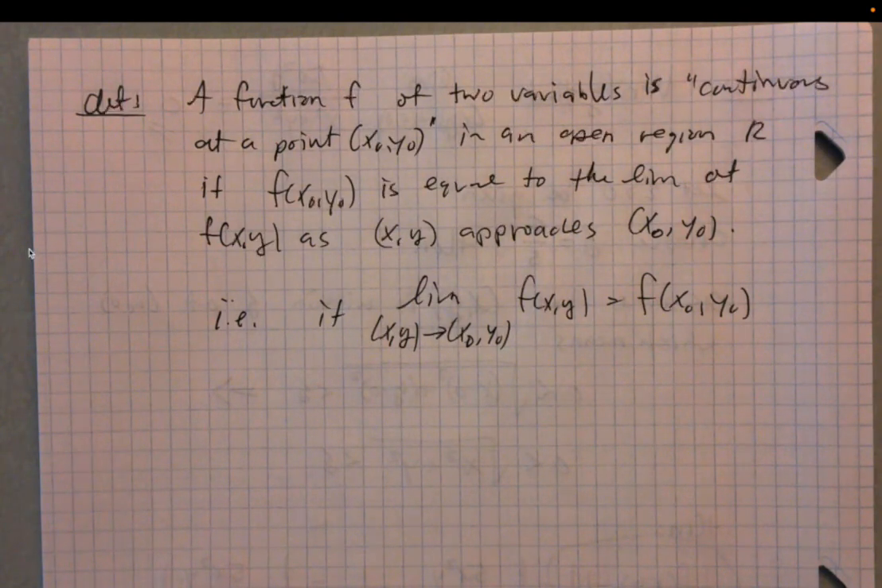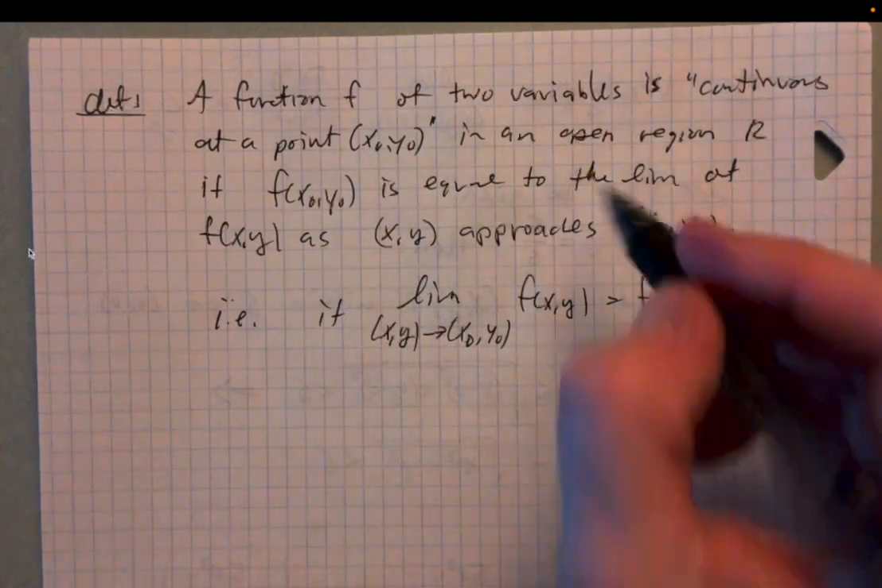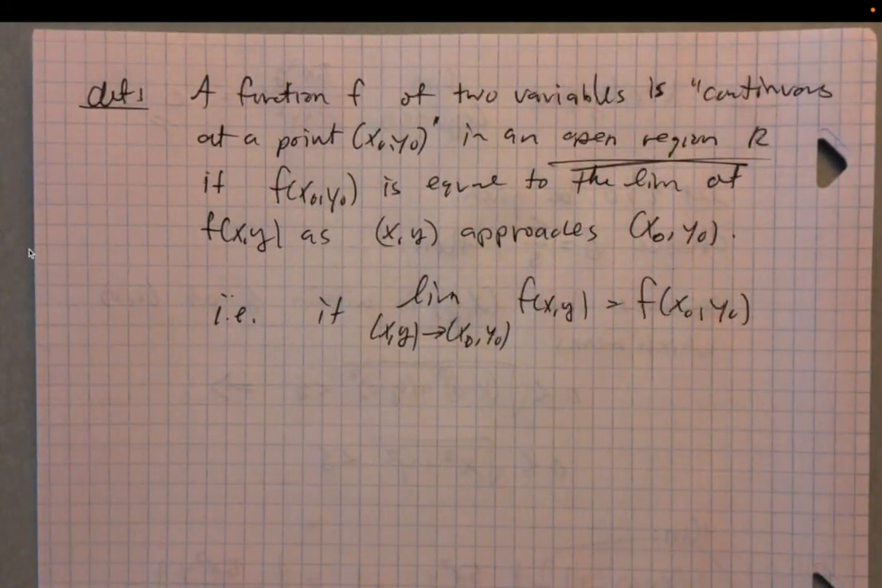Okay. And so this is continuity at a point. What needs to be true in order for the function to be continuous on all of R, on the open region R? Well, it just has to be continuous at every point in the open region R. It's the same idea as what we had from Calc 1, when we said that a function is continuous on an interval if it's continuous at every point in the interval.